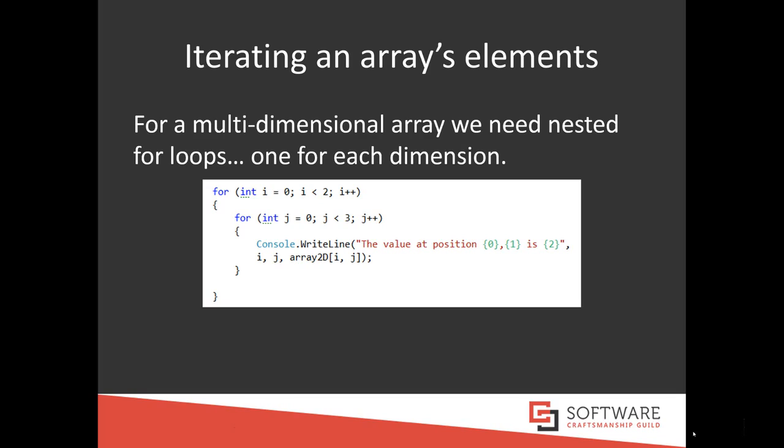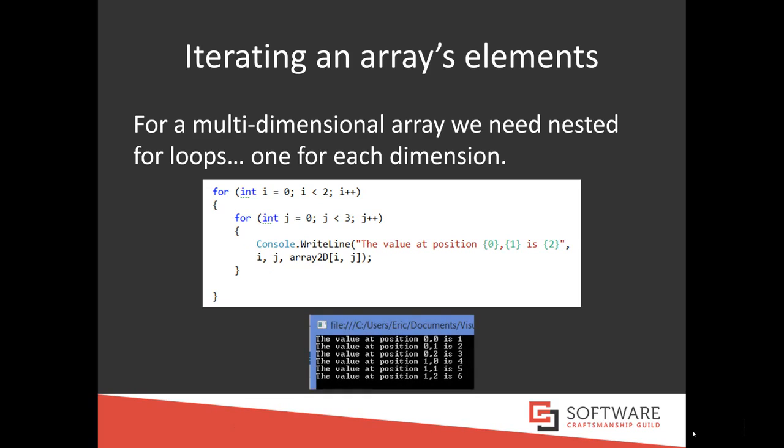So this is going to print out the value at position x comma y is, and it's going to give the value of the element. And you can see when we printed that out, we have our outer variable I, our inner variable j, and then the element of the array at position I comma j. And that's going to print out each of those 6 values from the previous slide.